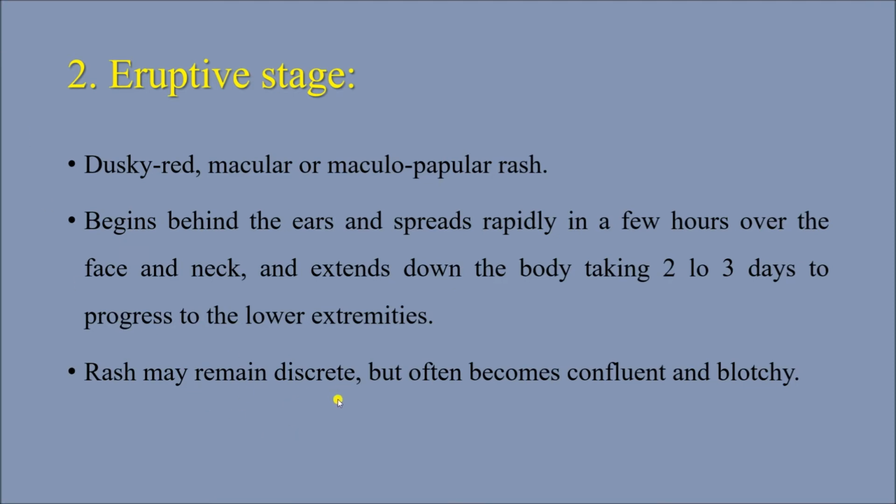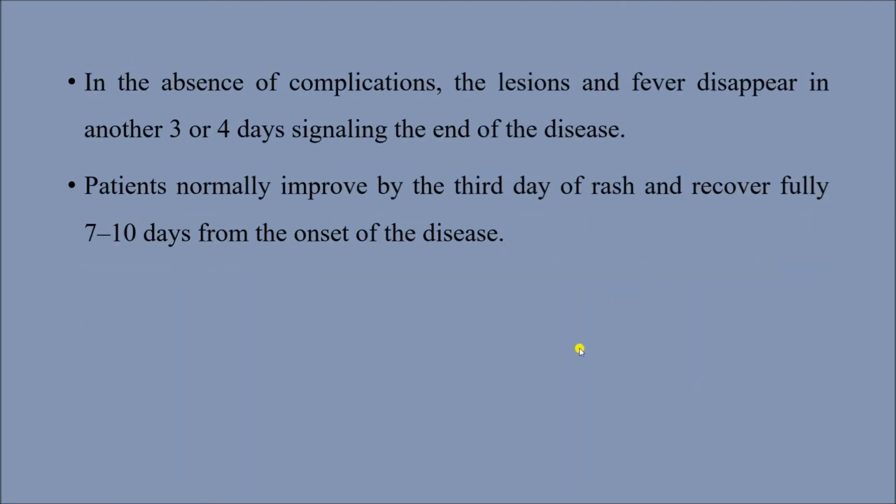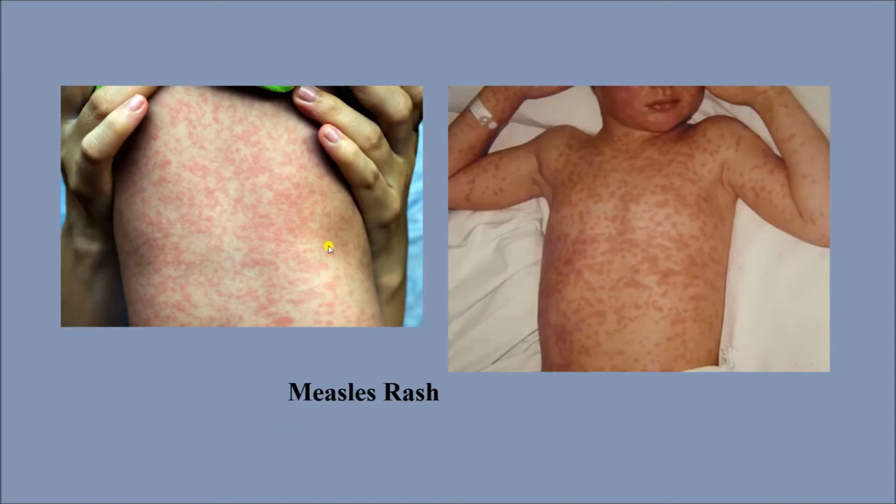The rash may remain discrete, that means individual rashes can be identified, but often they become confluent and blotchy. So these rashes merge with each other and it is very difficult to identify the individual rash separately. If there is no complication from the disease, the lesion, that means the rashes and the fever, disappear in another 3 to 4 days, which signals that the disease cycle is complete, but sometimes in presence of complication, it can also last for a longer period of time. The patients normally improve by 3rd day of rash and recover fully 7 to 10 days from the onset of the disease. So this is a picture of measles rash.